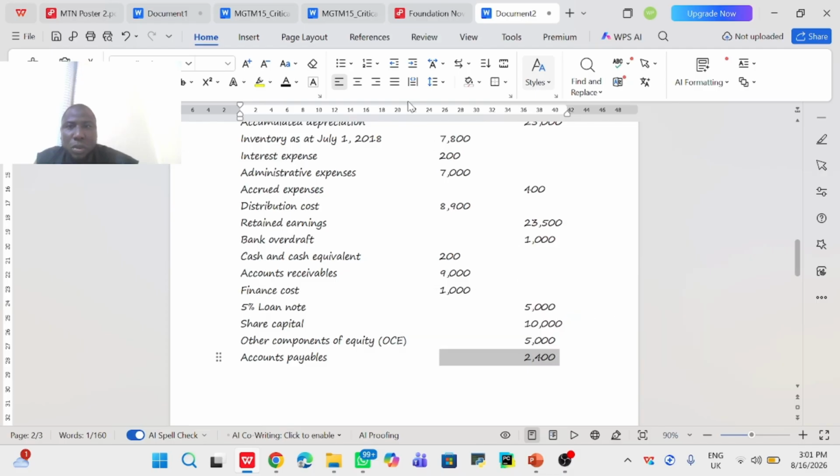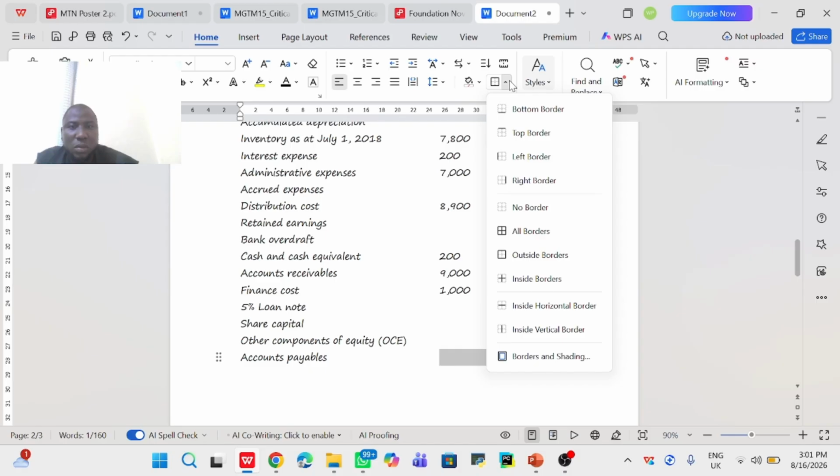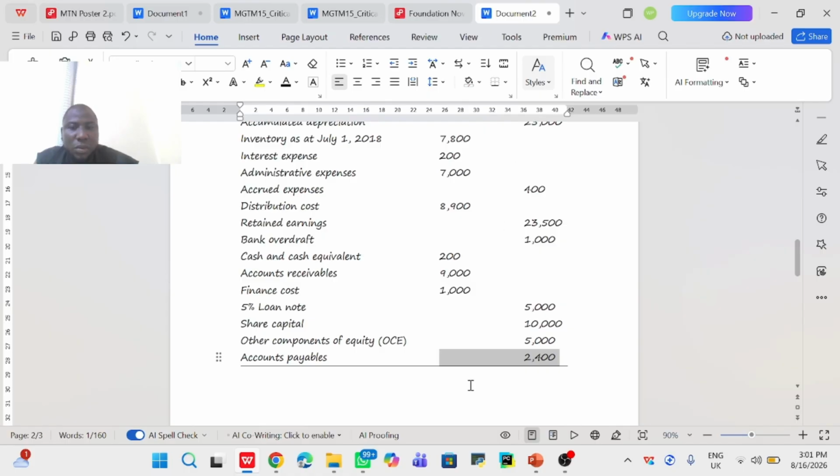So now the total. We have 25,300 on this side, and we have 25,300 on this side.